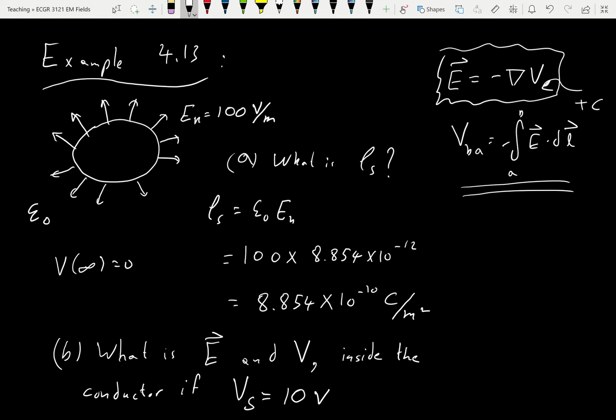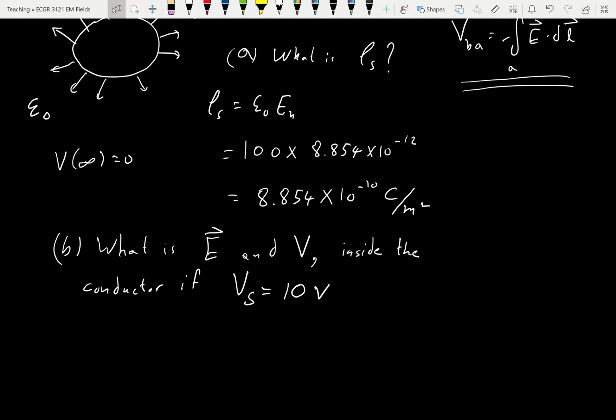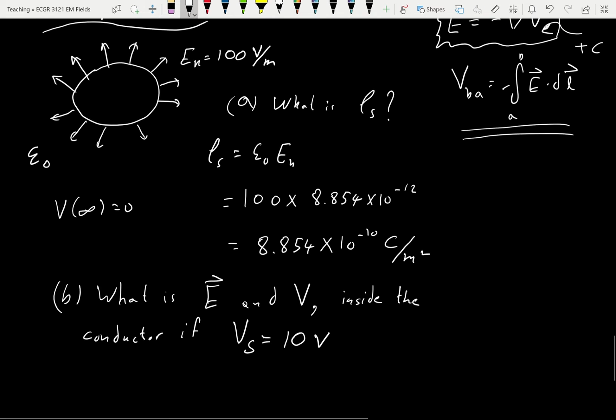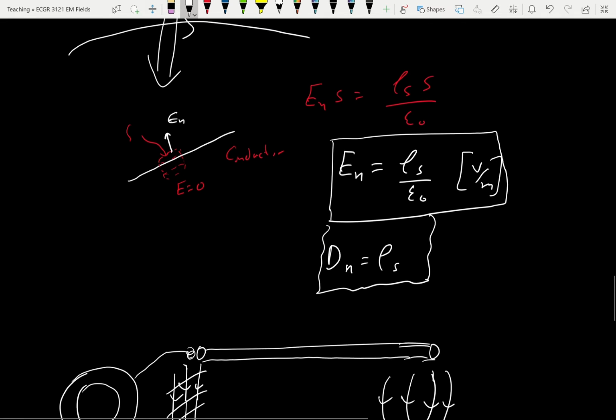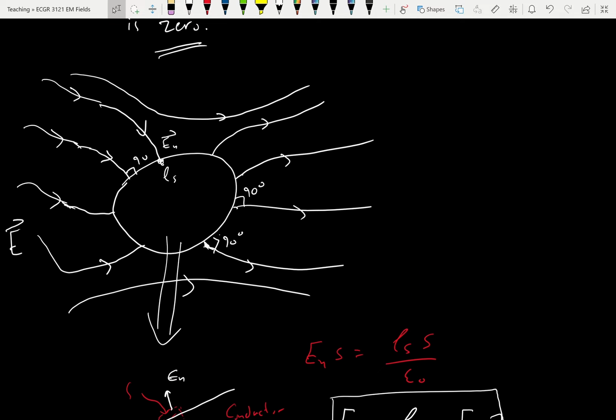Okay. The question is now, we haven't discussed this yet, if you have an electric field intensity and you have a scalar potential field, what is the potential inside the conductor? Right?